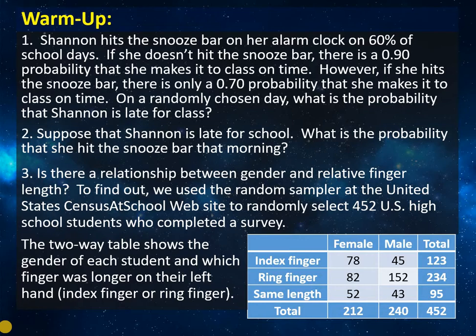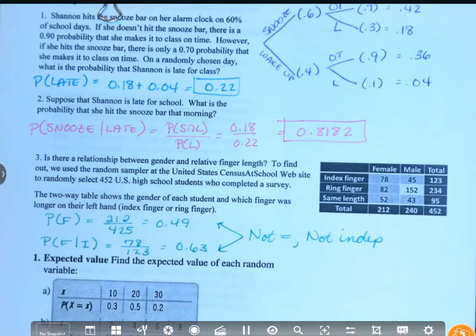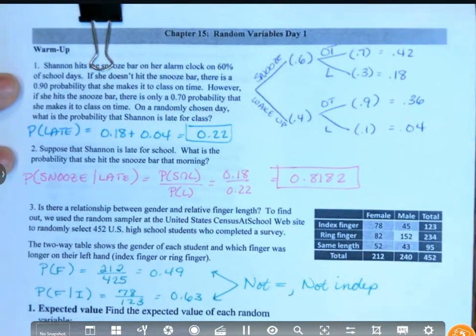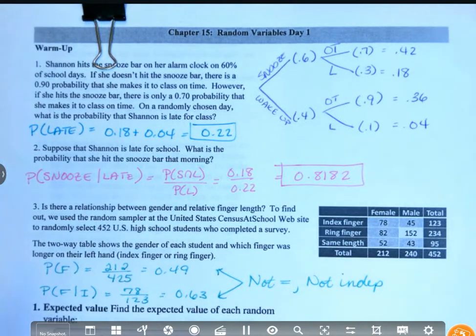Let's take a look at the answers for this. By the way, I do have your quizzes graded, and I will give you those back at the end of class. We should have plenty of time to go over them. Okay? All right, here we go. Let's take a look at the work and the answers for this. So here is my work and my answers.